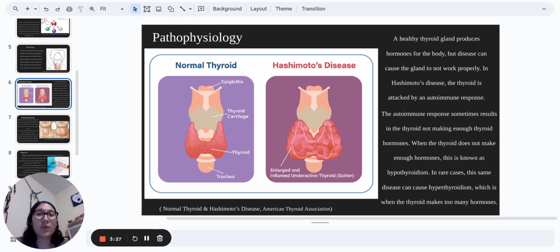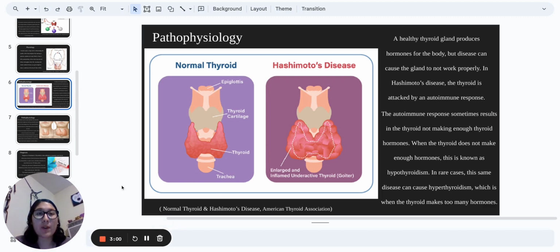A healthy thyroid produces hormones for the body, but disease in the gland can cause it to not work properly. In Hashimoto's disease, the thyroid is attacked by an autoimmune response. This condition was named after the doctor who identified it in 1912, Dr. Haruko Hashimoto. There are many names for this disease, including chronic autoimmune thyroiditis and Hashimoto's thyroiditis.